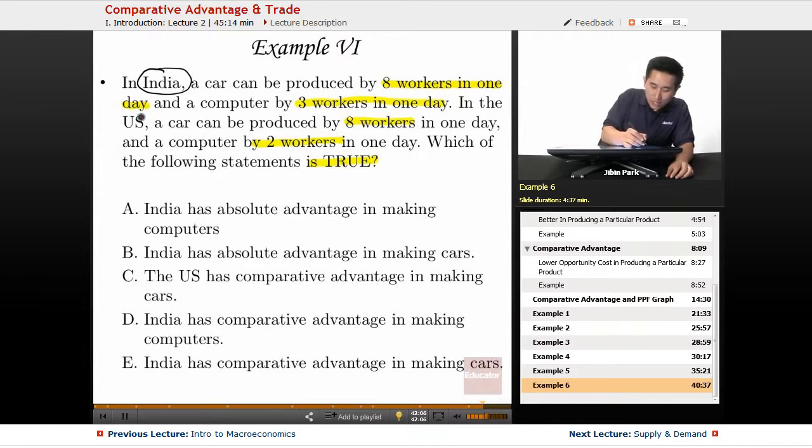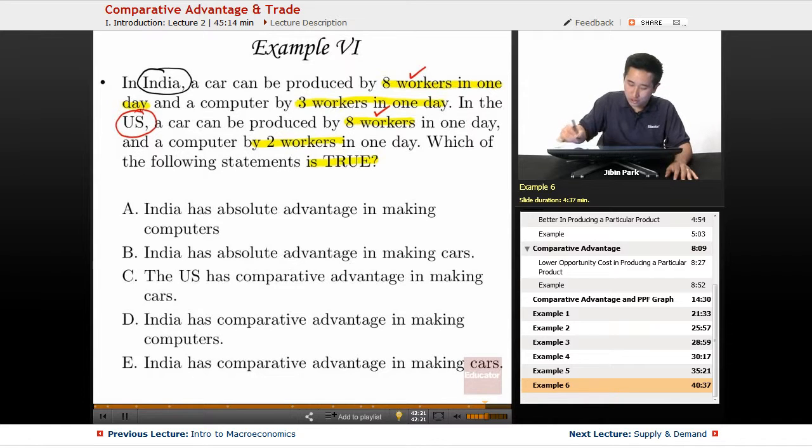So in the good old United States of America, they make 1 car with 8 workers, just like they do in India. So they're neutral, and no one has an absolute advantage in car production. In terms of computer production, the U.S. can use 2 workers, whereas India requires 3 workers. Okay, stop right there. There's a tie in car production, and the U.S. wins in computer production.